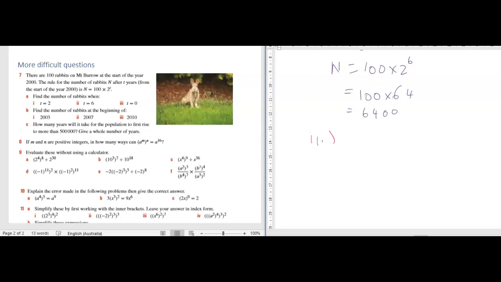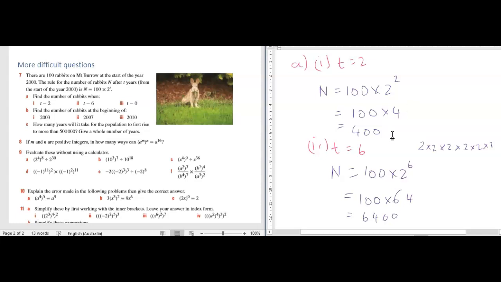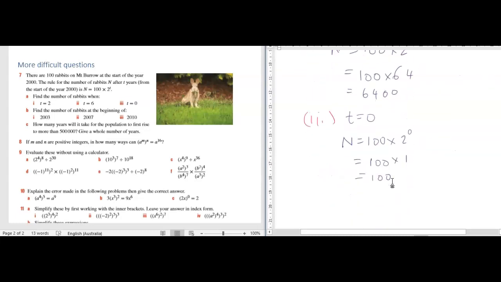Okay, the third question is when t equals 0. Often you'll see questions like this, where you have to do t equals 0, because you need to know what it is initially. The word initial means at the very beginning. So how many rabbits did we have on Mount Burrow at the very beginning? 2 to the power of 0 is 1. So we had just 100 rabbits to begin with. And then after 6 years, that'd be 6,400. After 2 years, 400, and so on.